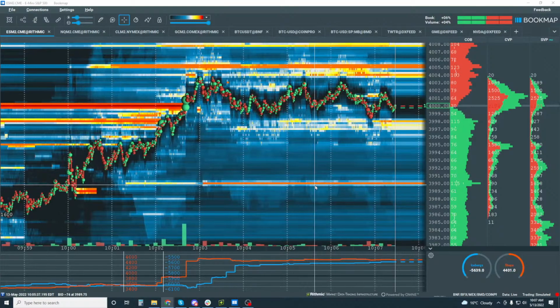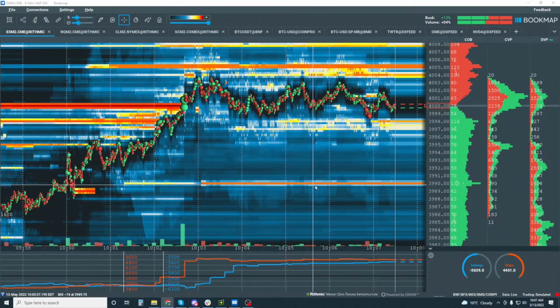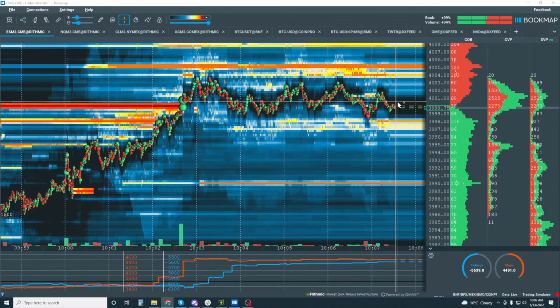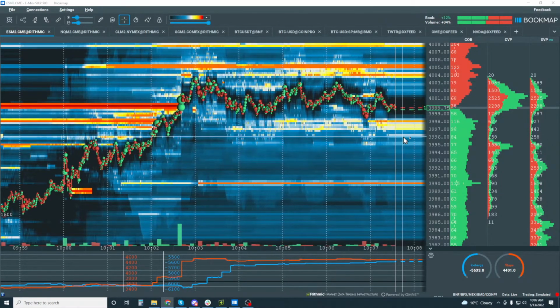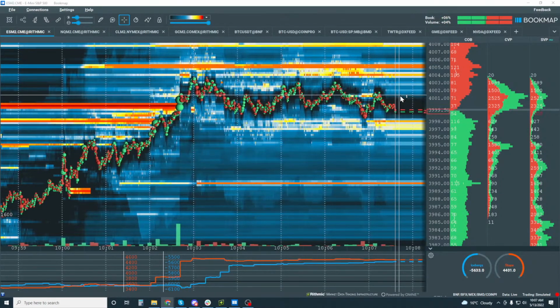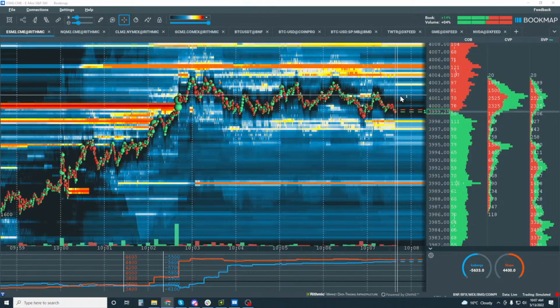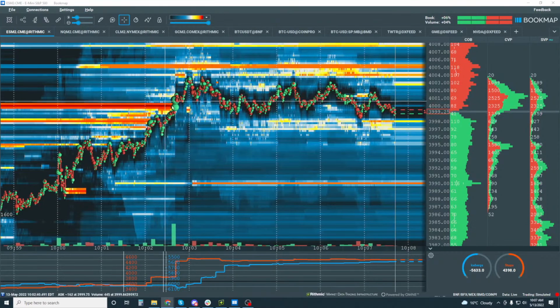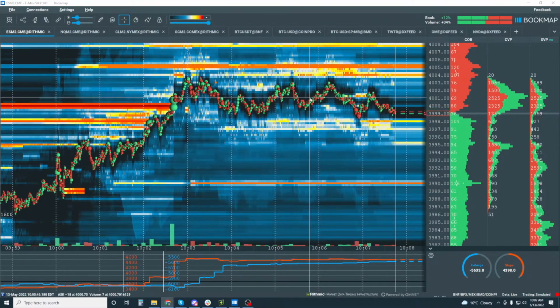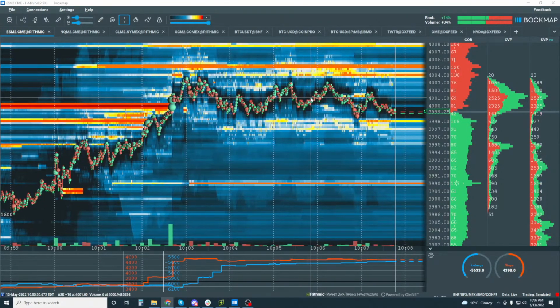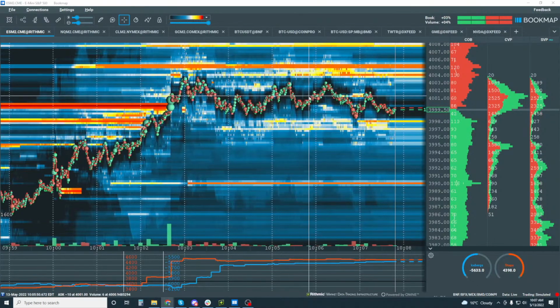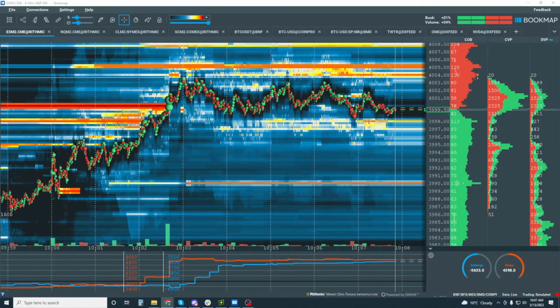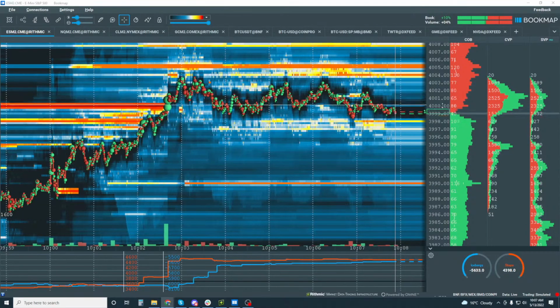Let's see it, buyers. Looking for buyers. Okay, back up to here. The point of control of this range is just the most traded level in the range. Where are the transactions taking place? Well, they're right in the middle here, basically. You see the distribution here.